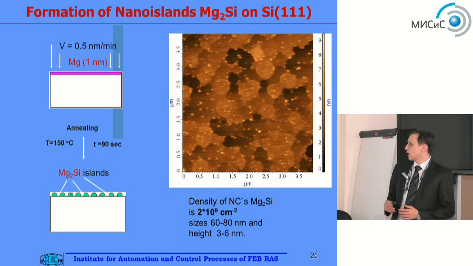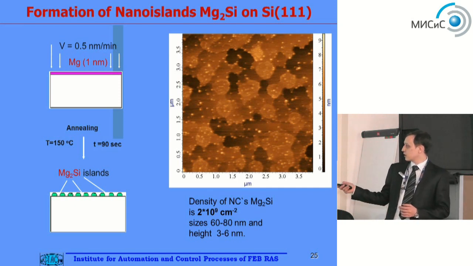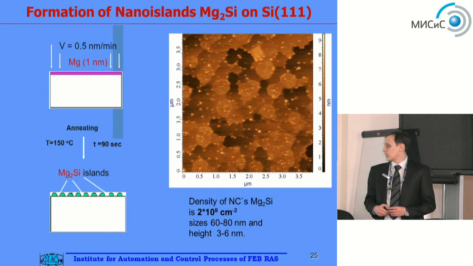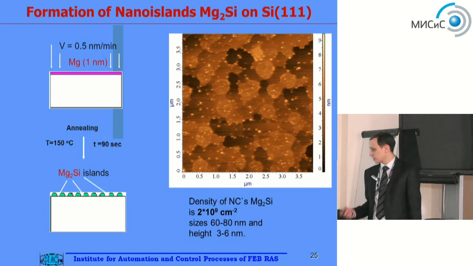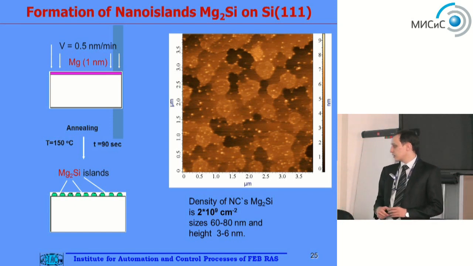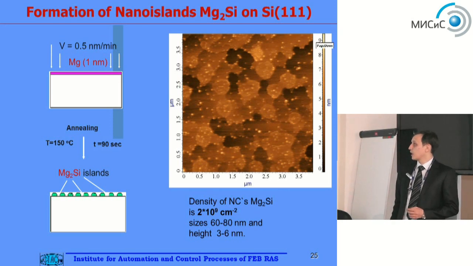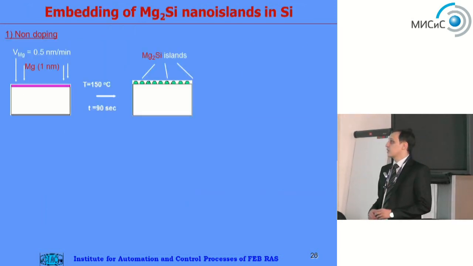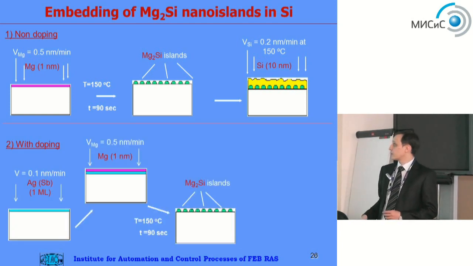And about my work, I work with magnesium silicide. Firstly, we evaporate a magnesium layer, then anneal this layer to obtain some dots, not so much dots, because the size is 60-80 nanometers with a height of 3-6 nanometers, and not so big a density, 10^9 centimeters minus 2. And then after that, after forming the magnesium islands, we evaporate silicon.